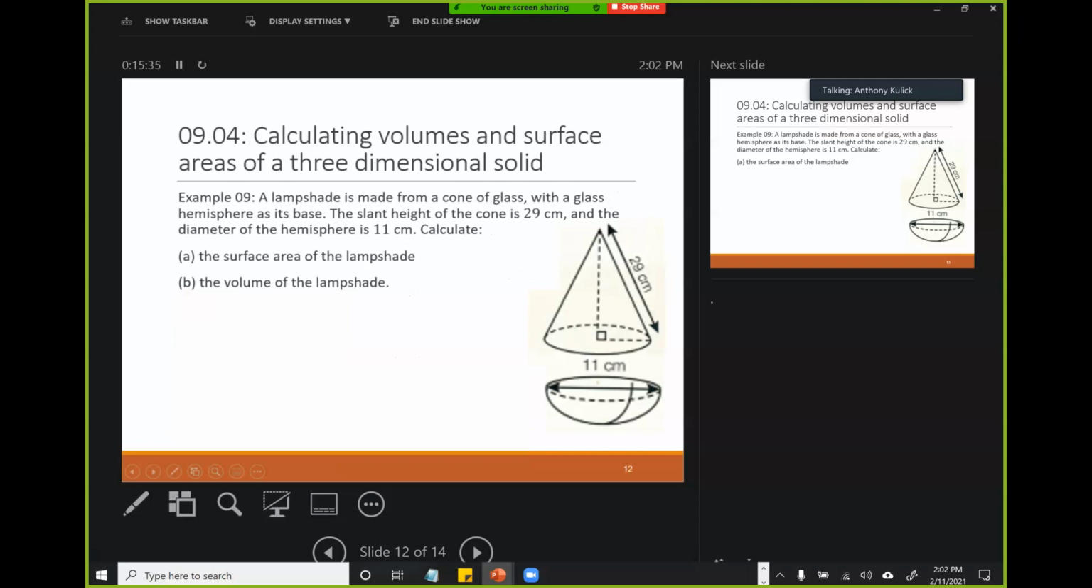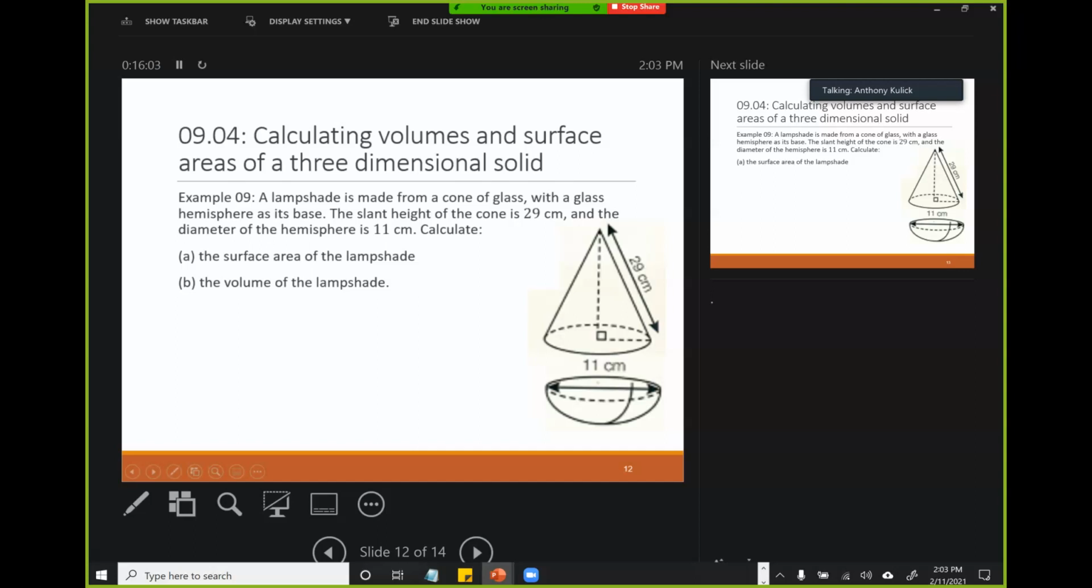I think this is our last example here, if I recall. So let's say we have a lampshade. It's made from a cone of glass with a glass hemisphere as the base. The slant height of the cone is 29, and the diameter of the hemisphere is 11. Calculate the surface area of the lampshade and the volume of the lampshade.